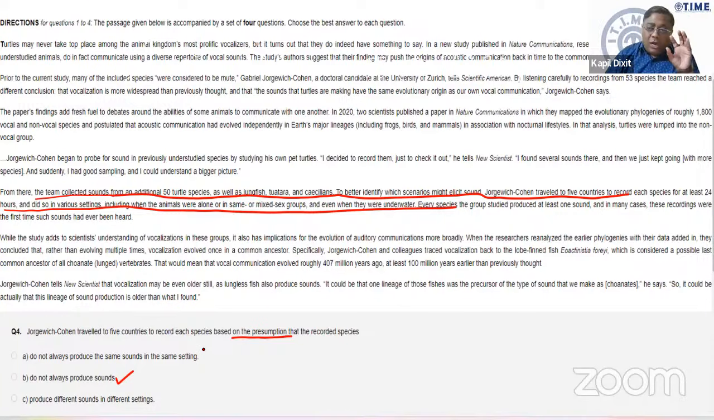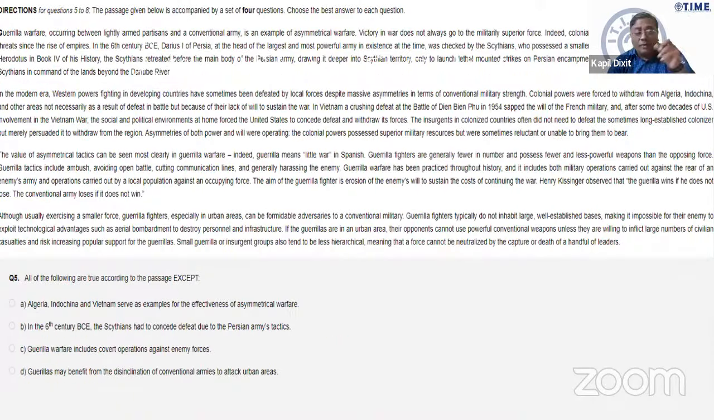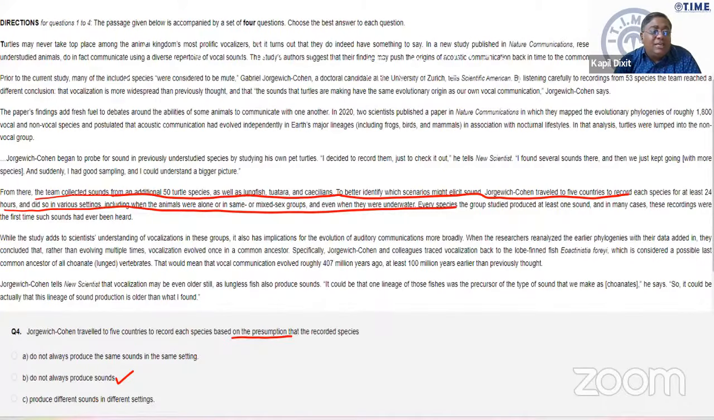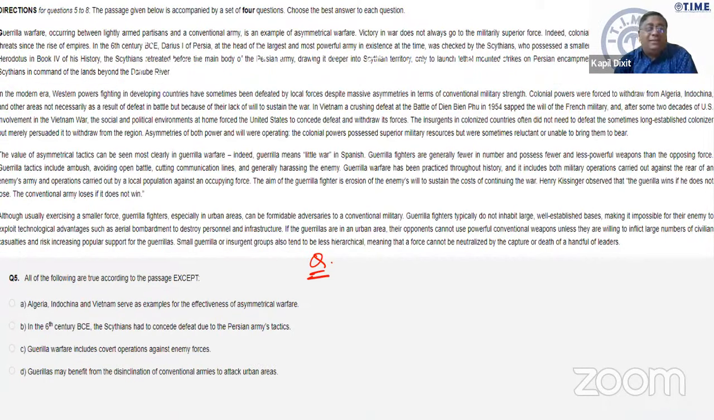The turtles passage and the animal acoustics passage could have easily been attempted at number 2 or number 3 position. Number 2 would have been good, because guerrilla warfare was a little difficult in terms of questions. Tushar said he marked C as usual. So C, produce different sounds in different settings. No, absolutely not. It did not talk about different sounds. It talked about whether sound will come or not.